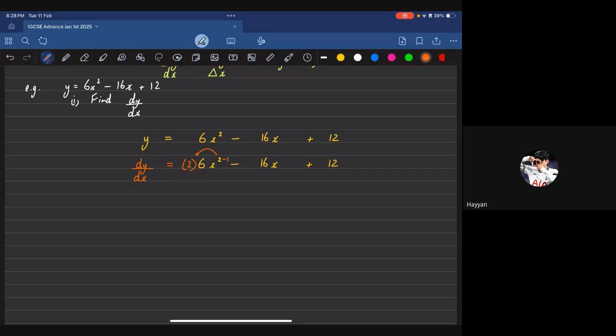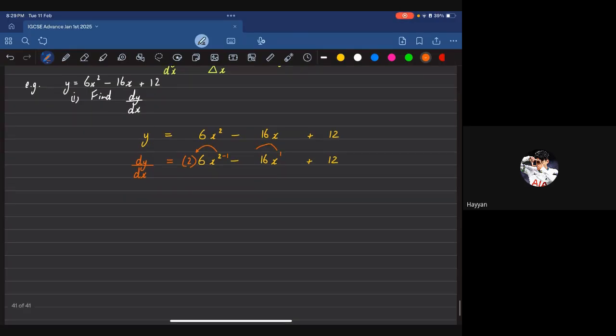Okay. Over here, the power of x is not visible, so it's common sense that it's equal to 1. Right? 1. You take it to the front to multiply. So multiplying with 1.